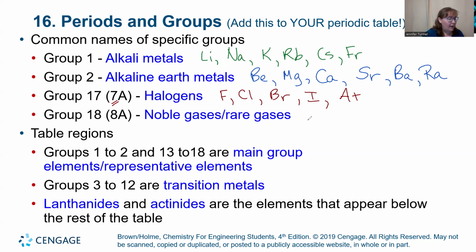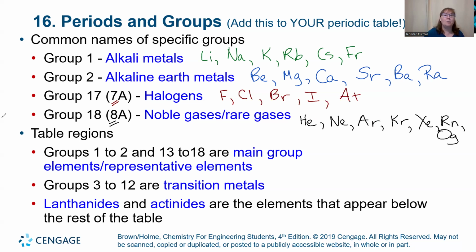Now, next we have our noble gases. Our noble gases, or rare gases, are going to be very specific, and they have full octets or duets. Our noble gases are helium, neon, argon, krypton, xenon, radon, and oganesson. And those are group 18, so columns here.